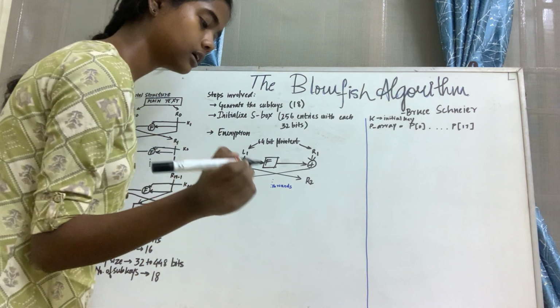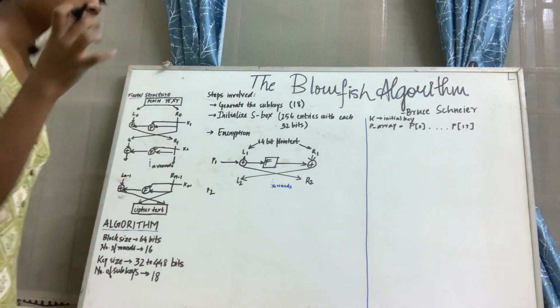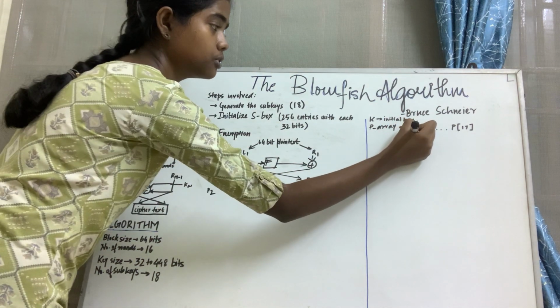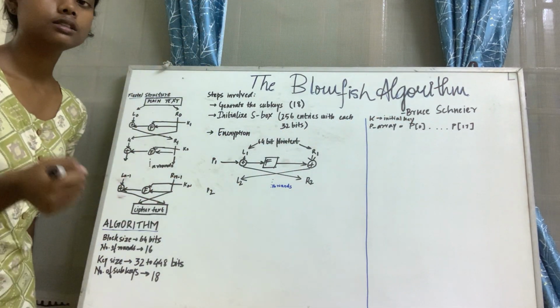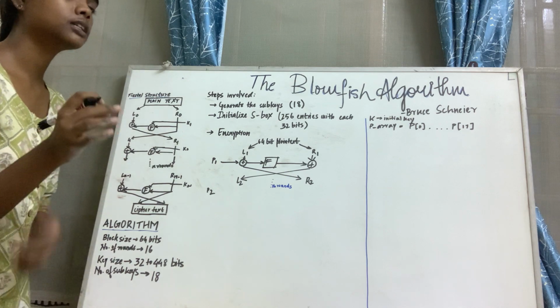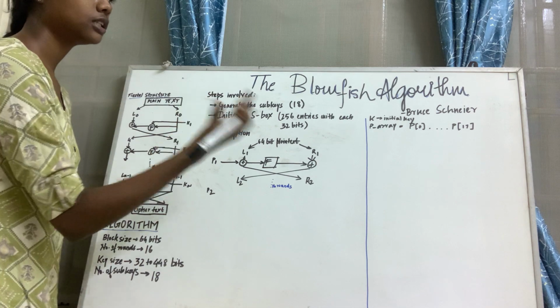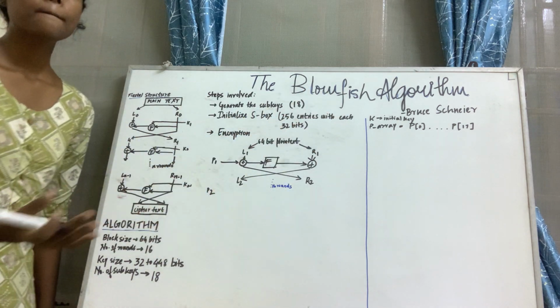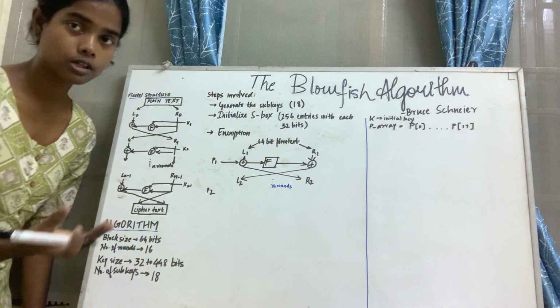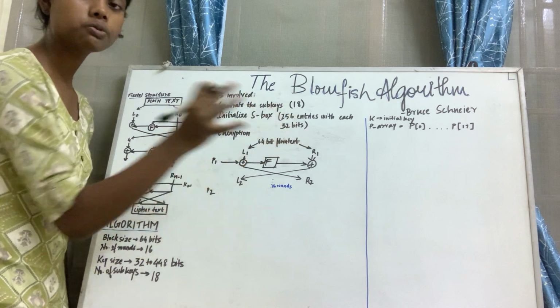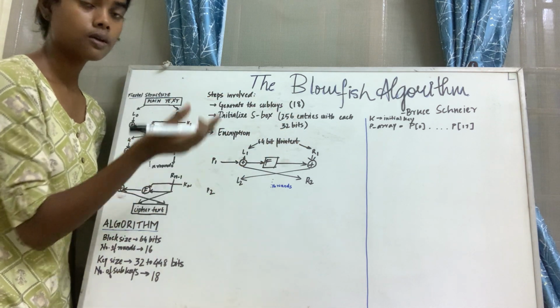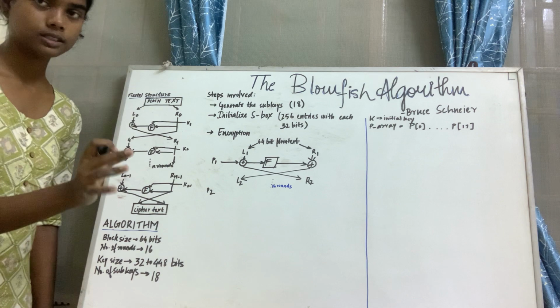So for example, the location in P of 0 will contain the 0th hexadecimal value of pi. Similarly the 18 initial values of the P array will be there, but we will be performing certain operations on the P array to transform it into a different P array which is suitable for the particular message.